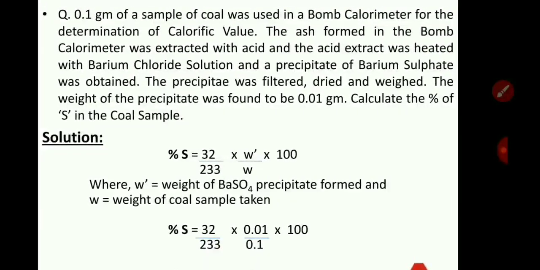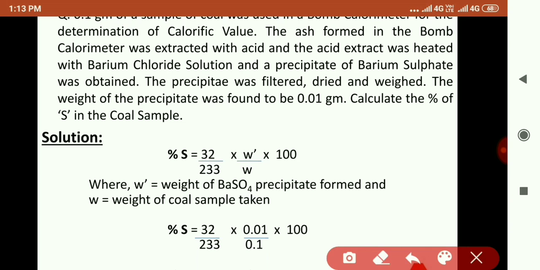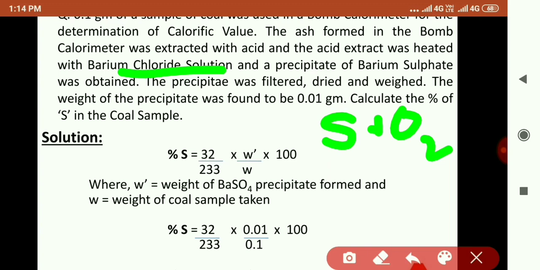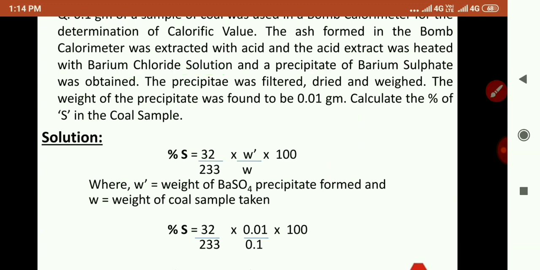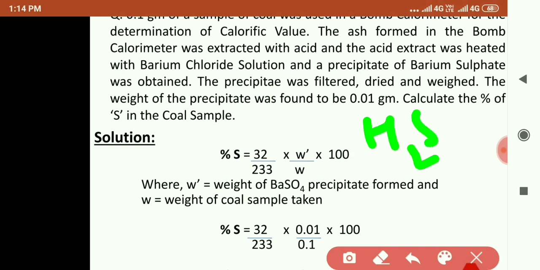The ash formed in the bomb calorimeter was extracted with acid, and the acid extract was heated with barium chloride solution. So what is happening here is that whenever sulfur is present in the coal sample, sulfur reacts with oxygen to form sulfur dioxide, and then sulfur dioxide reacts with H2O to form sulfuric acid, right? Sulfuric acid is formed, or sulfates are formed.